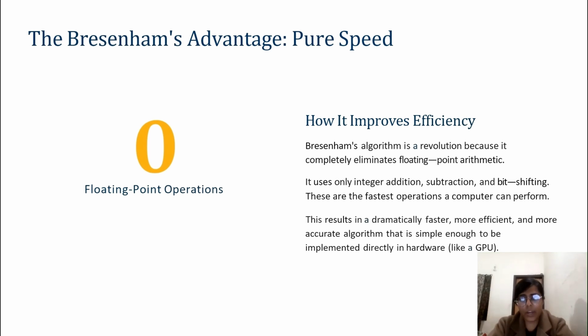Bresenham's algorithm was revolutionary because, first, it uses only integers. Second, no floating point numbers. Third, it uses only addition, subtraction, and comparisons. Fourth, it is very fast and efficient. Fifth, it can be implemented directly in hardware. This is why it's used in graphic systems, printers, and GPUs.